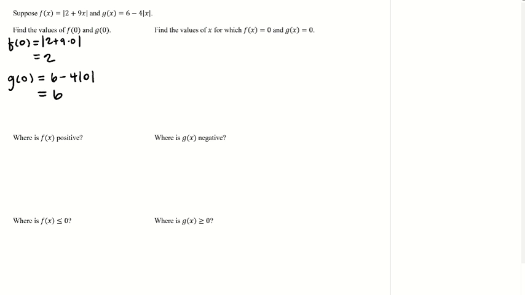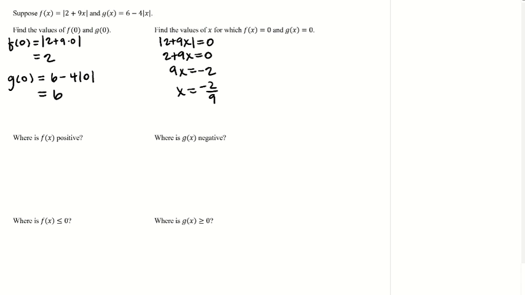They ask us to solve the equation f of x equals 0. Well, f of x equals 0, and f of x equals the absolute value of 2 plus 9x, so if all three of those things were equal, I could say that this is true. And I know that the absolute value of a thing is only equal to 0 when that thing equals 0. So this is 9x equals negative 2, and x equals negative 2/9.